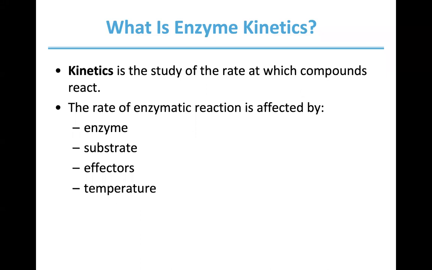And so the rate of the enzymatic reaction is affected by, obviously, the enzyme, right? The enzyme has to evolve to perform a particular reaction. Now substrate: if you change the structure of the substrate, the reaction may slow down or accelerate. Different effectors. Here we talk about allosteric inhibition and so on and so forth. And temperature. All right, temperature, we know that.